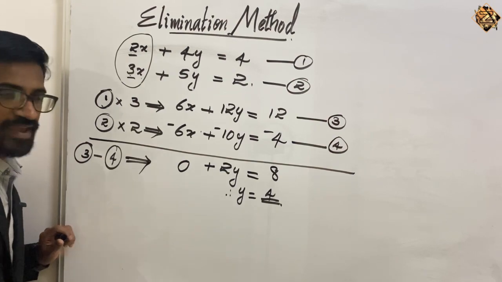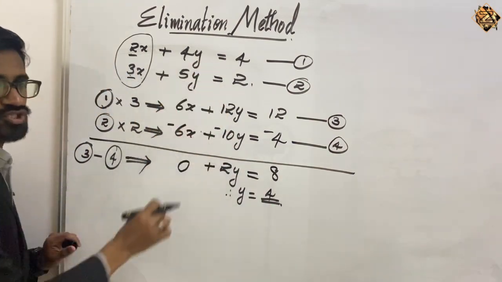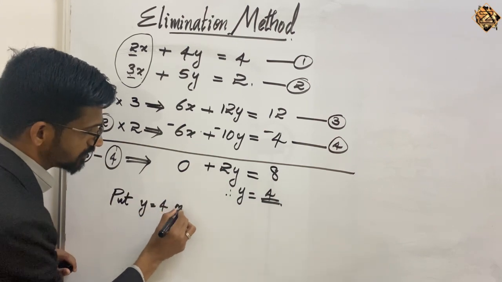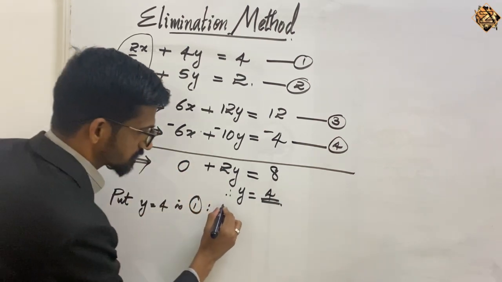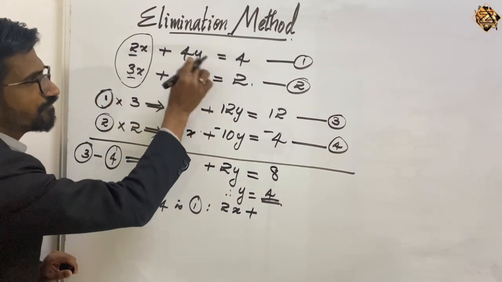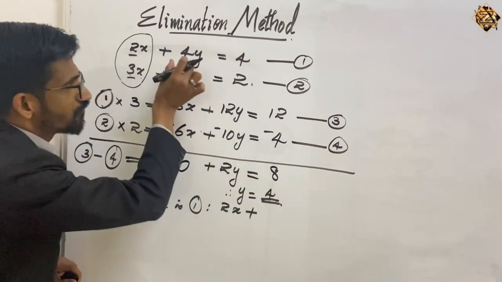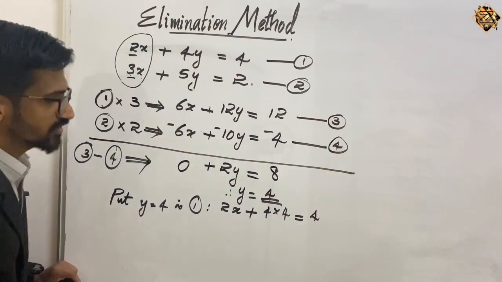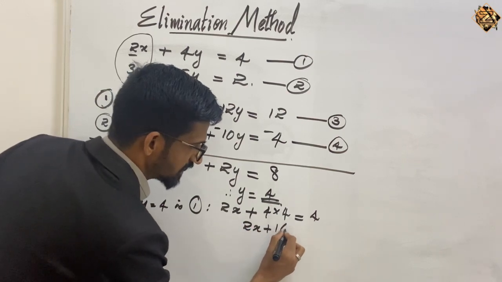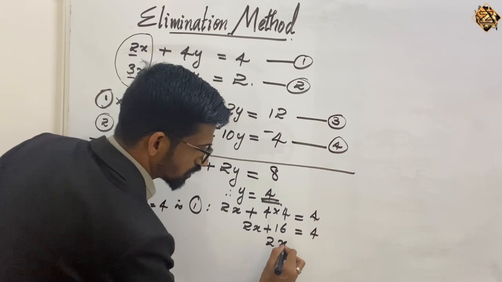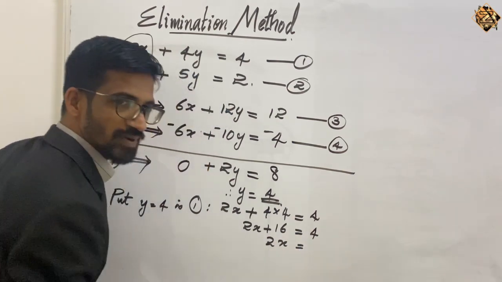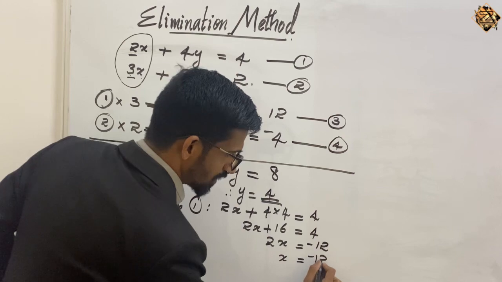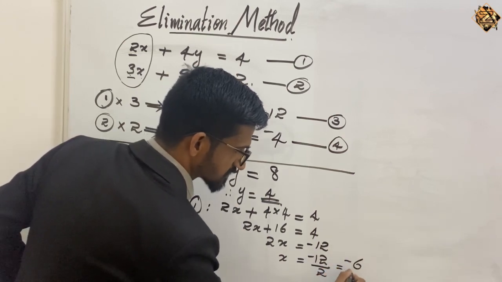Now in order to get the value of x, this value of y we will substitute in any one of these equations. So we will substitute in equation 1, put y equal to 4 in equation 1. So it will become 2x plus 4y. The value of y is 4, so 4y will become 4 into 4, that is 16. So 2x plus 16 equal to 4. 2x equal to 4 minus 16, that is minus 12. Therefore, finally, x equal to minus 12 by 2, that is minus 6.